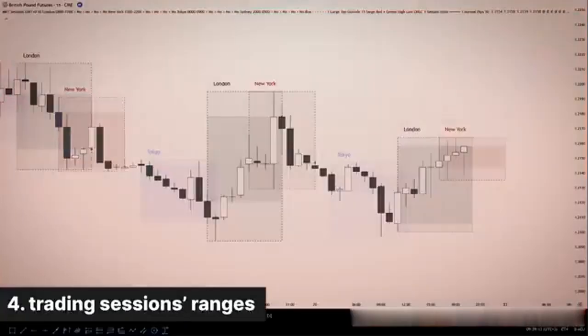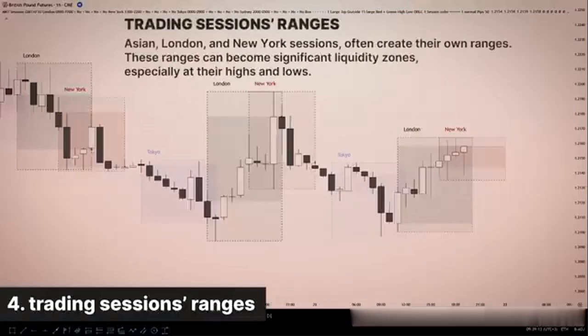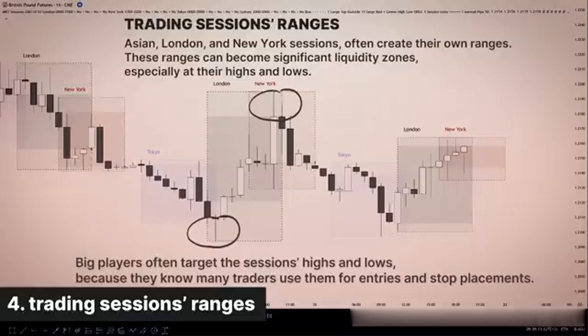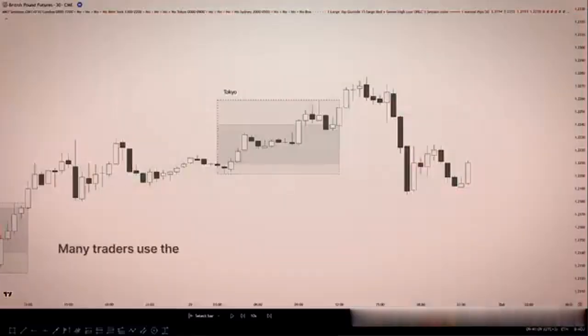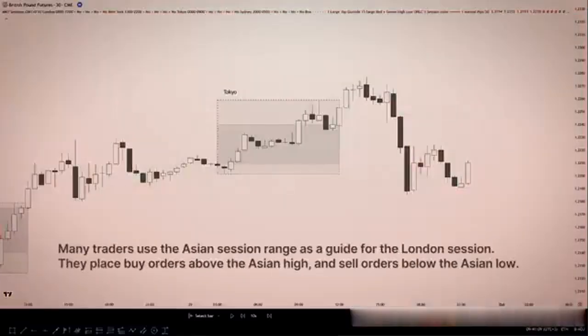Trading sessions, particularly the Asian, London, and New York sessions, often create their own ranges. These ranges can become significant liquidity zones, especially at their highs and lows. Big players often target the session's highs because they know many traders use them for entries and stop placements. For example, many traders use the Asian session range as a guide for the London session. They might place buy orders above the Asian high and sell orders below the Asian low.